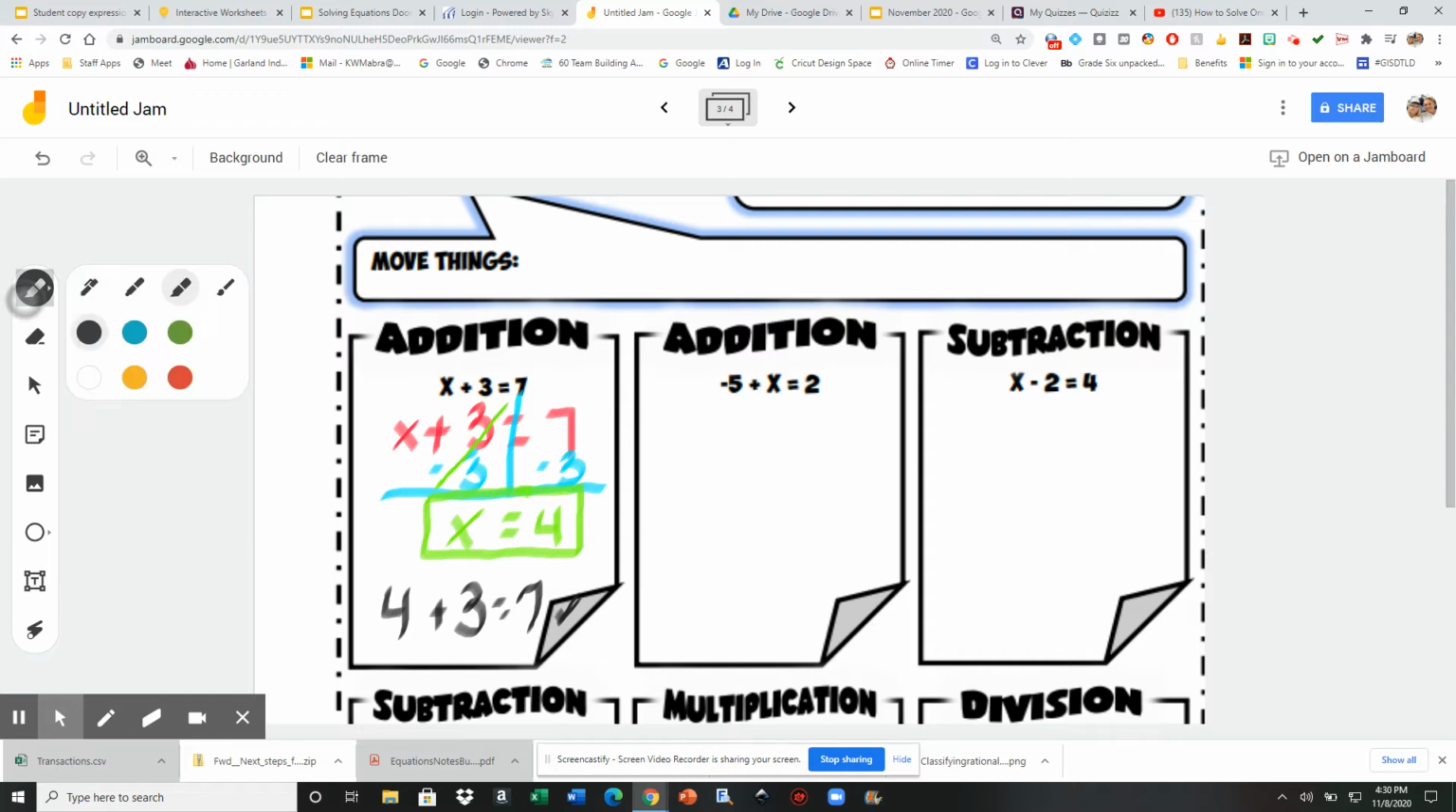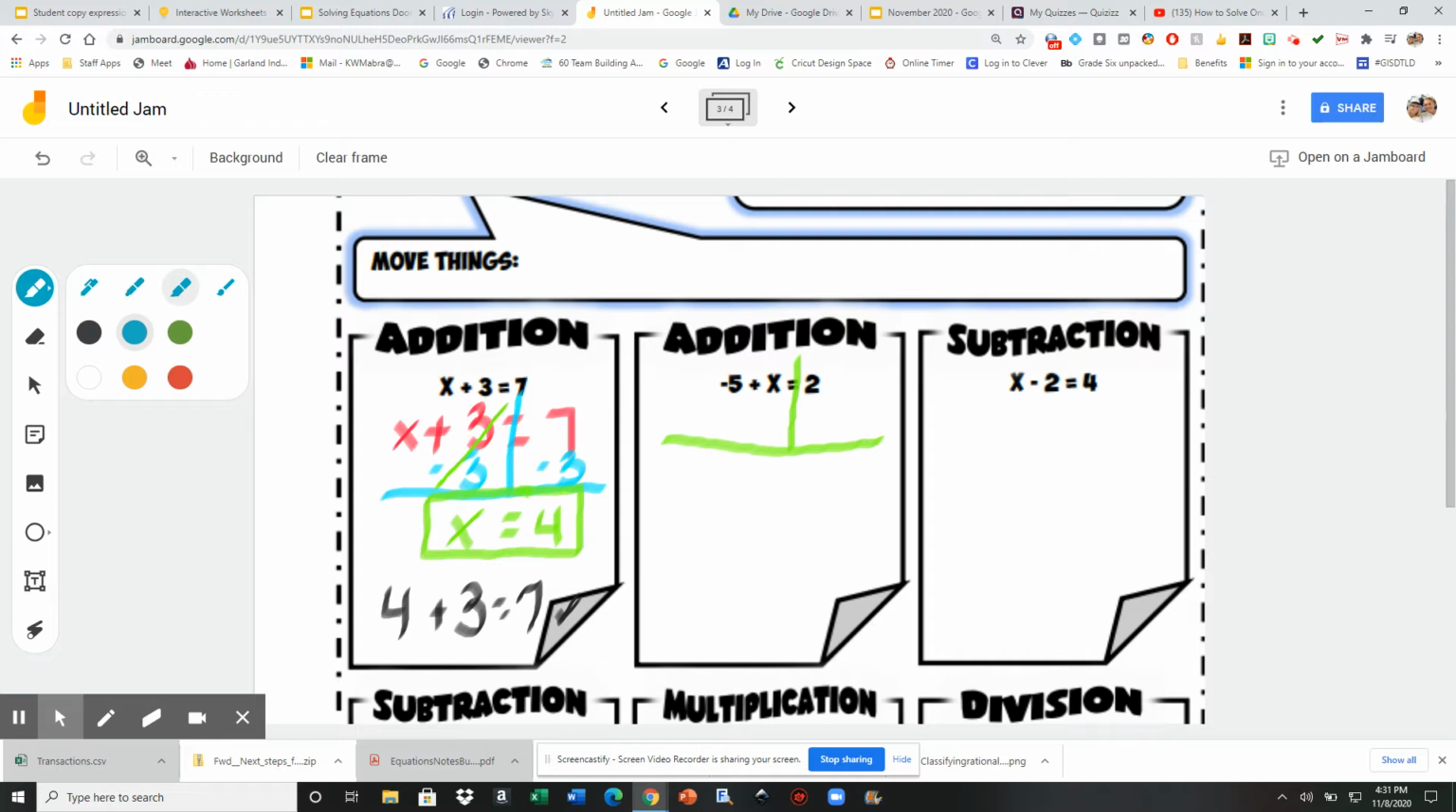All right, let's try the next one. Okay, it's still an addition problem. So the first thing I want to do is draw that line. And I'm going to ask myself, is x by itself? No, x is not by itself. Right now, x is with minus 5.